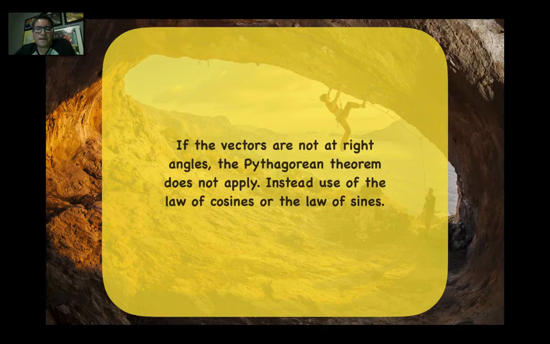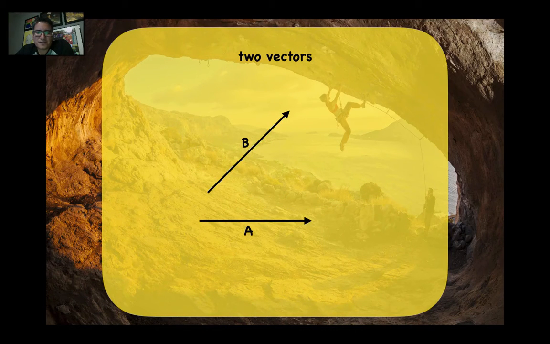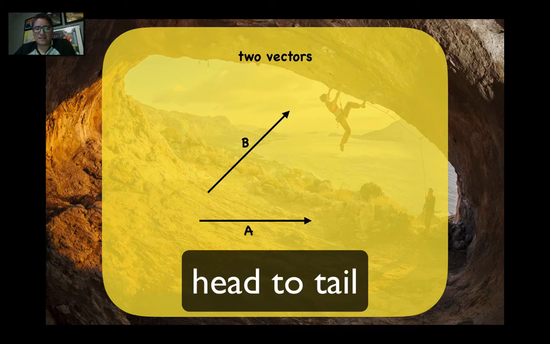to use. So if the vectors are not at right angles, the Pythagorean theorem does not apply, as we just mentioned before. Instead, you use the law of cosines or the law of sines. So for example, two vectors. If you recall how I put these two vectors together, if A is my first one, B is my second, I put the vectors together from tail to head, or head to tail.